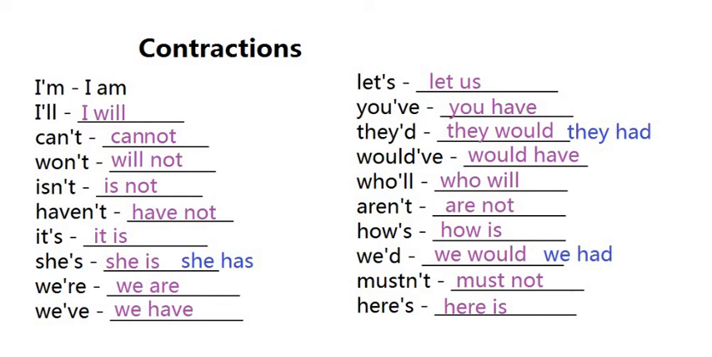Aren't, are not. How's, how is. We'd, we would or we had. Mustn't, must not. And here's, here is. As an extension task, you could try using all of these in a sentence.